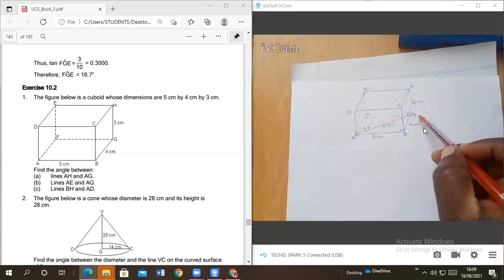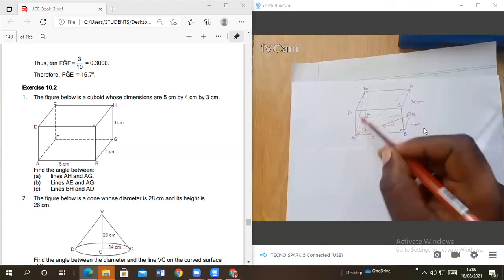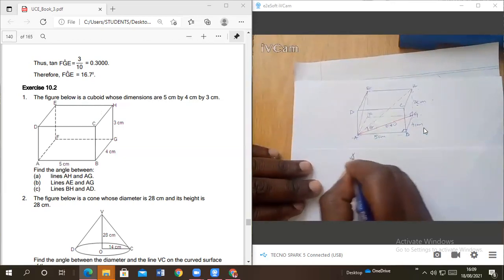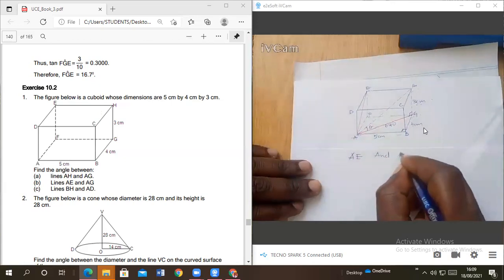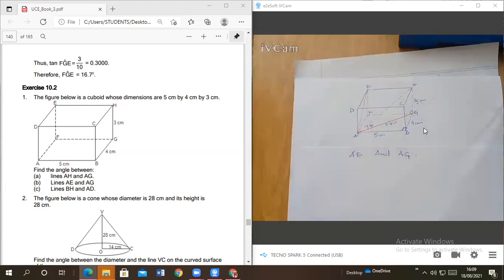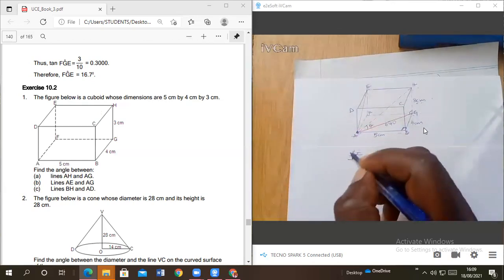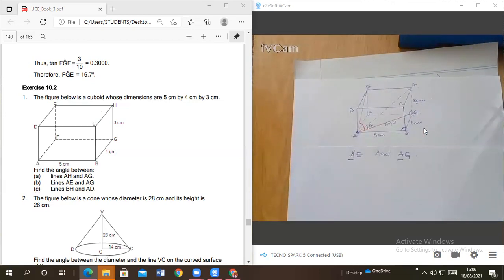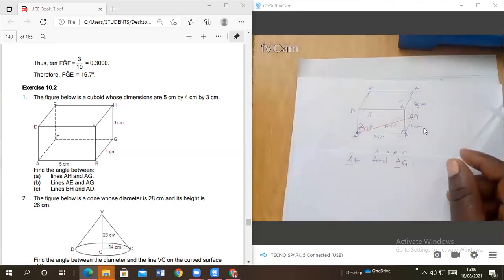AG and AE. So AE and AE, here they have a common point, A. So that means that our angle will be here. The angle is going to be there. So this is the angle they are talking about. That angle here, we shall call it theta. Are we together? Yes. Okay. So how are we going to find the angle in between those two lines?